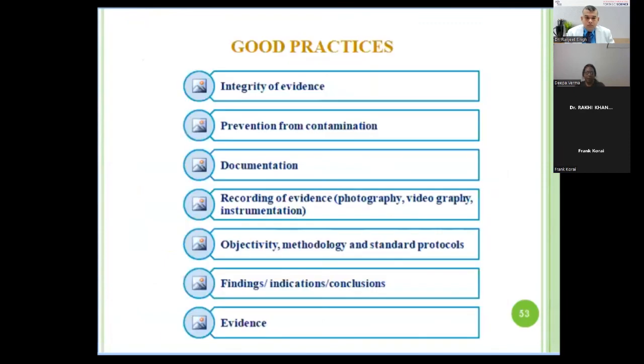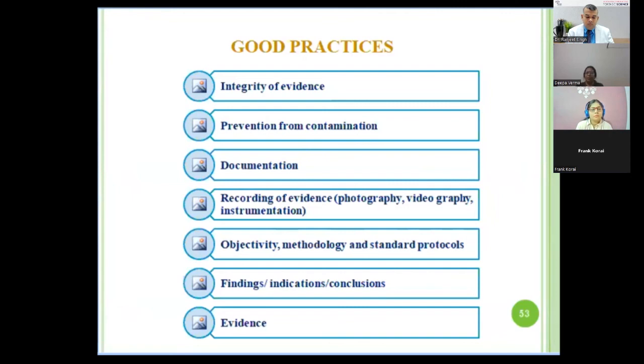So now the requirement of good practice for the investigation and for the questioned document examiner also is that integrity of evidence should be maintained as a good practice when any exhibit needs to be examined through forensic expertise. And this does not apply to questioned documents only. This applies to each and every kind of exhibit which is required to be examined in the laboratory by the investigation or by the judiciary to set up the criminal trial and justice delivery system. So integrity of evidence is a very, very important part.